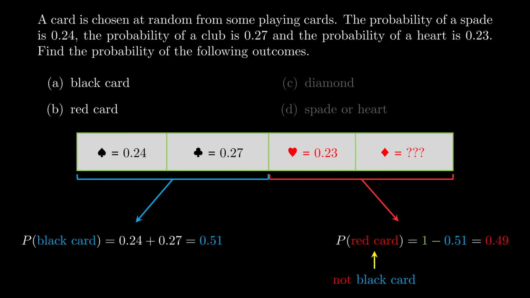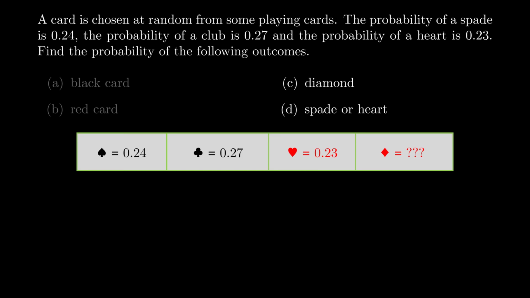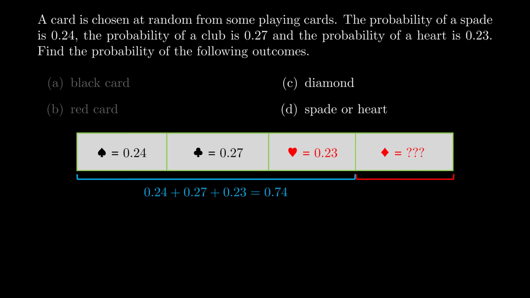Okay, that's A and B then. Part C asks us to find the chance of getting a diamond, that missing one that we don't know, right? Now, what we do know is that the spades, the clubs, and the hearts add up to 0.24 plus 0.27 plus 0.23, which is 0.74. And so that must mean that the rest of it, because all those probabilities of getting spades, clubs, hearts, and diamonds must add up to 1, the diamonds by themselves must be 1 minus 0.74, which is 0.26. So the diamonds must be 0.26, and we can get that by subtracting everything else from 1.